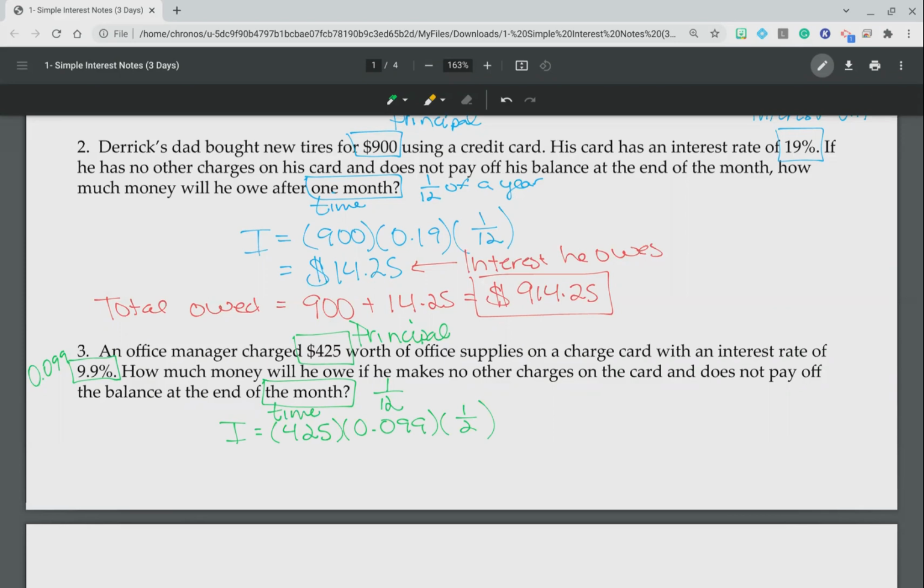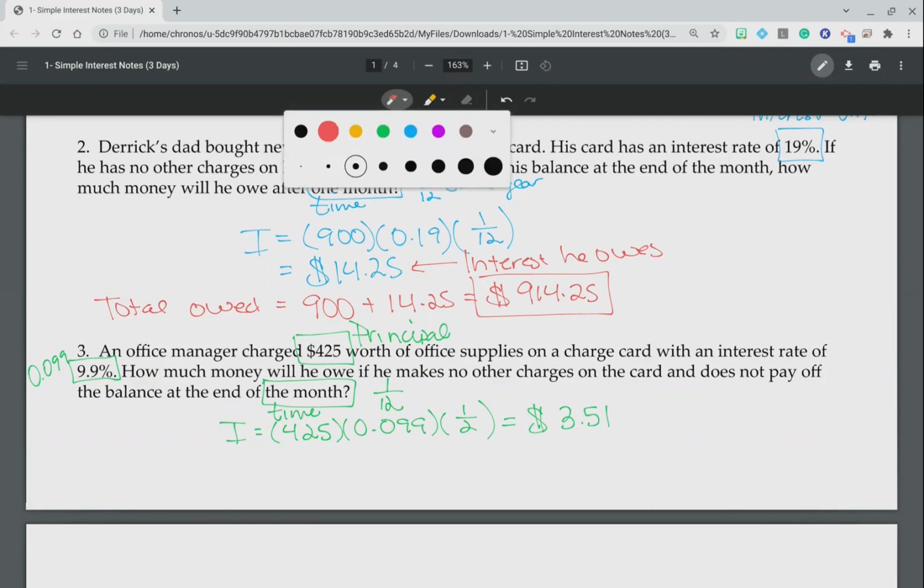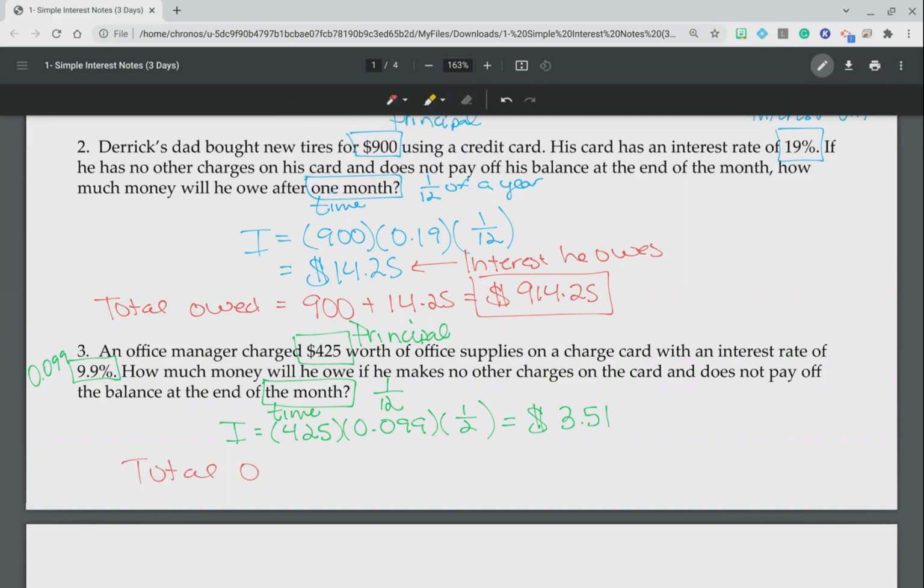So plug that in my calculator, and I got that I'm being charged $3.51. To find my total owed, I'm going to take the original $425 that I spent and add the amount that I'm being charged for borrowing the money, which was $3.51. And so the total amount owed after 1 month is $428.51.